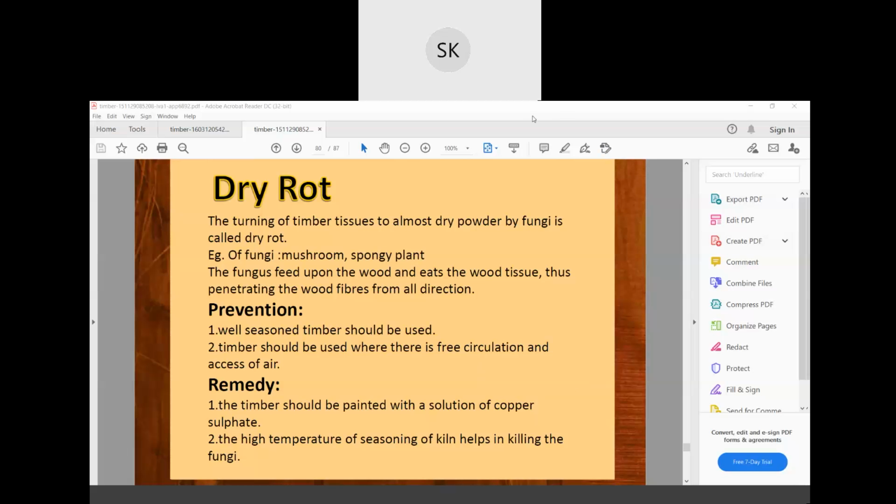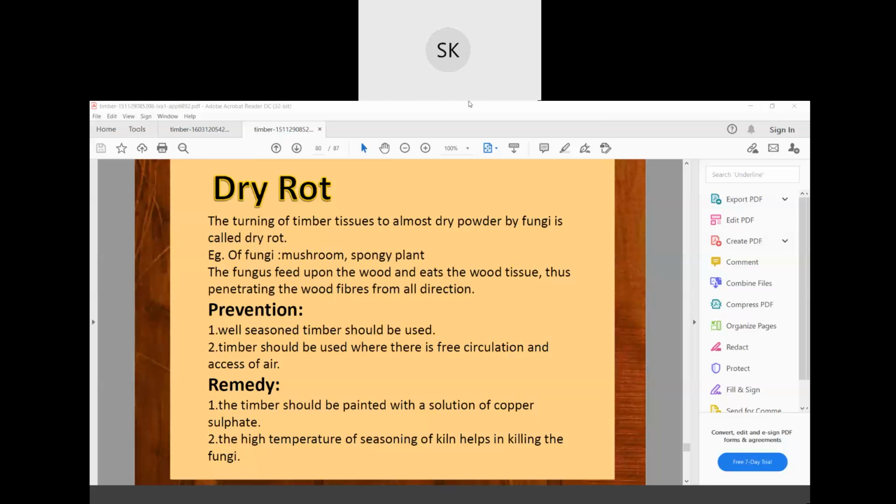We have prevention also for this kind of disease. Well seasoned timber should be used. That's why when you go for furniture or doors or windows, you go for hardwood, right? Hardwood and well seasoned. There are different types of trees, I forgot the names, like sal and teak. Those trees you generally use for your furniture, doors, and windows. So basically, we can prevent it if the timber is well seasoned, completely dried. Timber should be used where there is free circulation and excess of air.